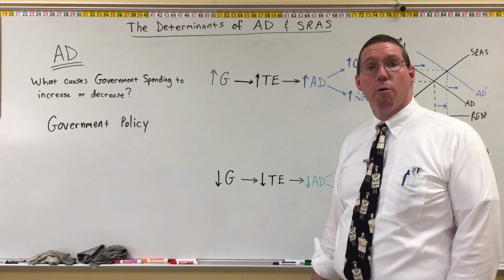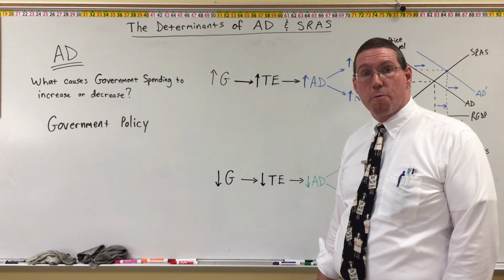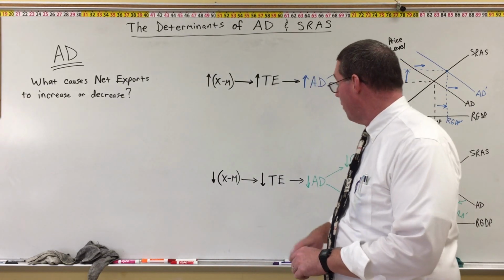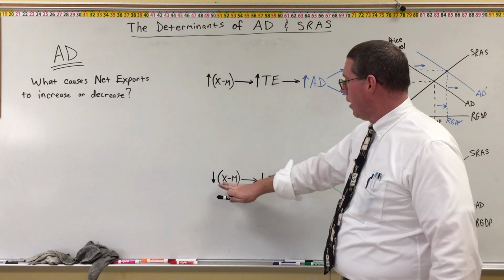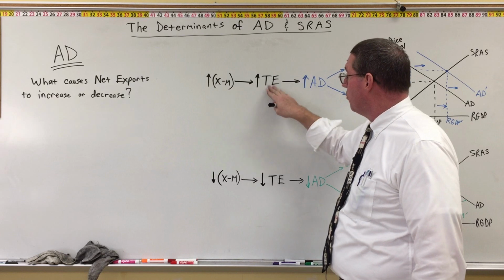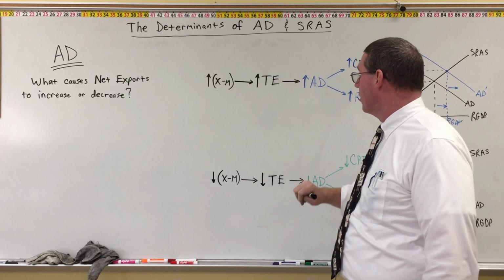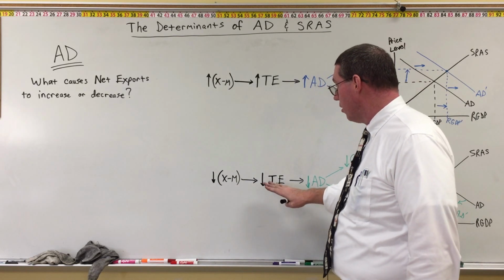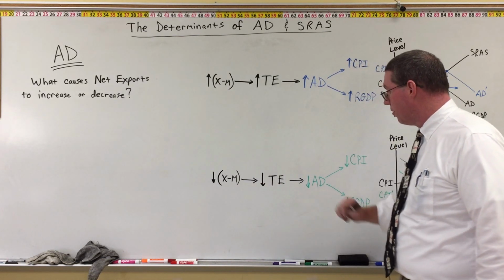Now our last category is net exports. All right, our last category for determining what affects total expenditure is net exports. We know that if net exports increase in the economy, then total expenditure will increase and aggregate demand will increase. But if net exports decreases, then total expenditure will decrease and aggregate demand will decrease.